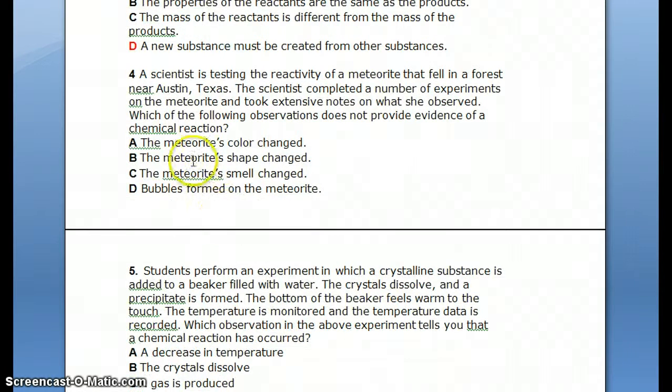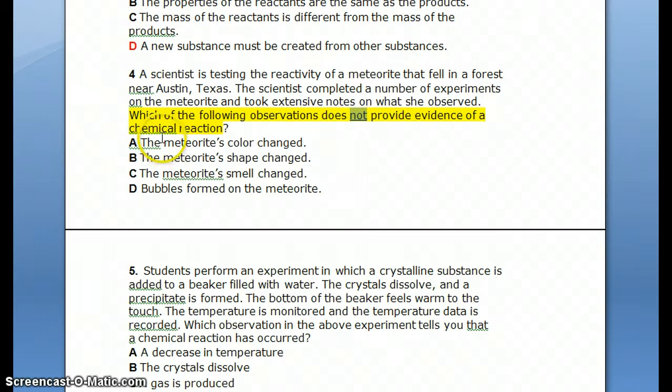Number 4, a scientist is testing the reactivity of a meteorite that fell in a forest near Austin, Texas. The scientist completed a number of experiments on the meteorite and took extensive notes on what she observed. Which of the following observations does not provide evidence of a chemical reaction? And the clue word here is not. So which one of these is not a chemical reaction?